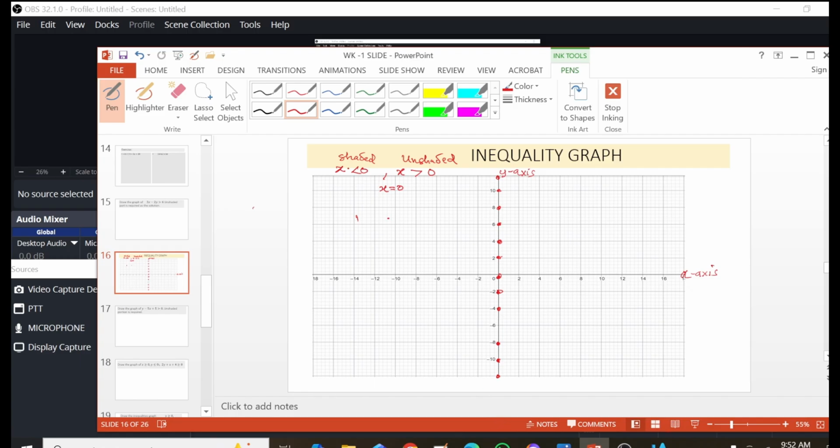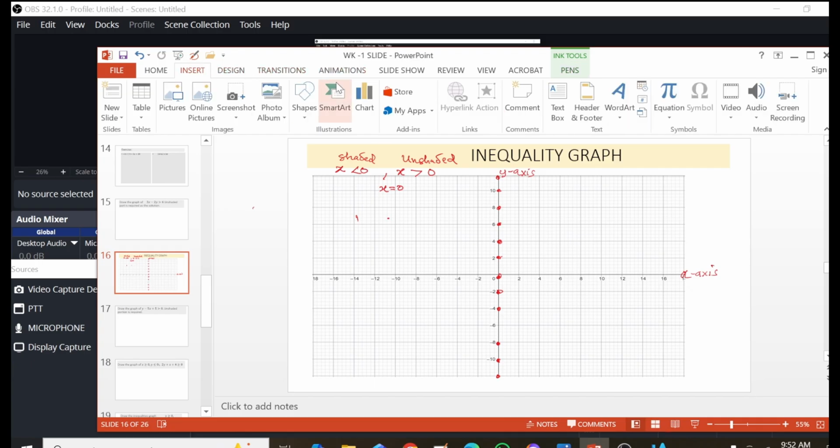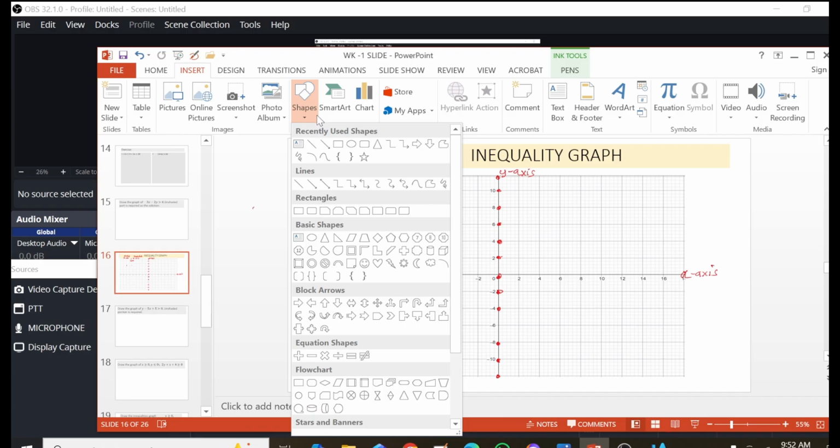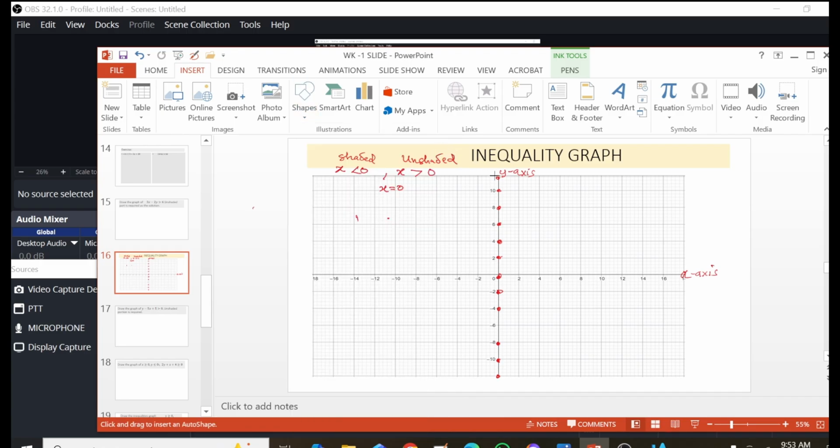Now, if I want to show the points where x is less than 0, what I will do is shade the portion. Like I said, the shaded region is the region where x is less than 0.